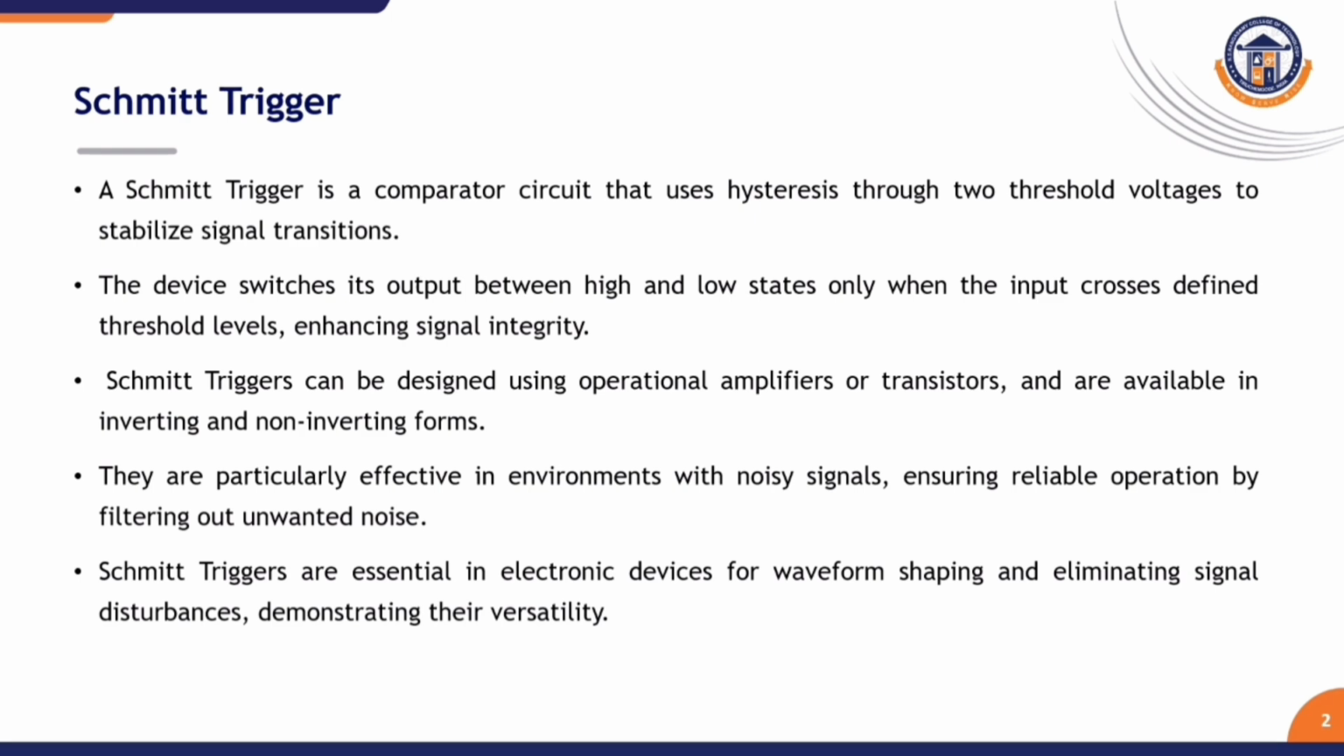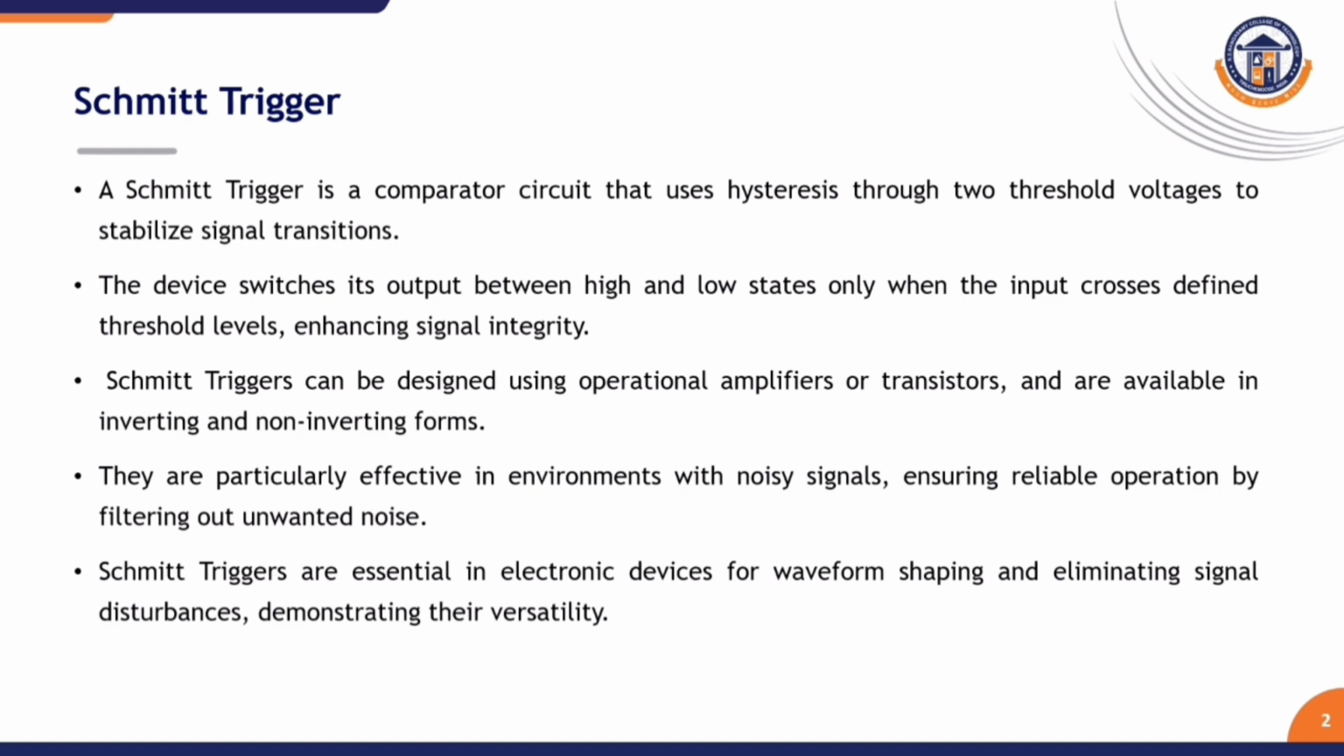To overcome these problems, we can make use of the Schmitt trigger. A Schmitt trigger is a comparator circuit that uses positive feedback to create two different threshold voltages: one threshold for rising input, another threshold for falling input. This dual threshold action is called hysteresis. Due to hysteresis, small noise variations do not affect the output, making the circuit very stable.